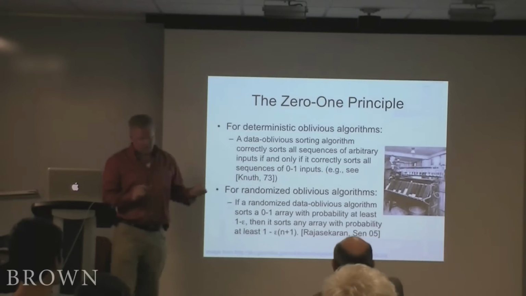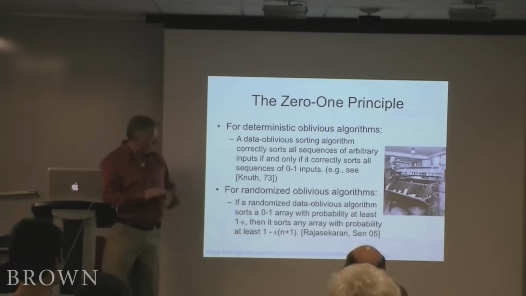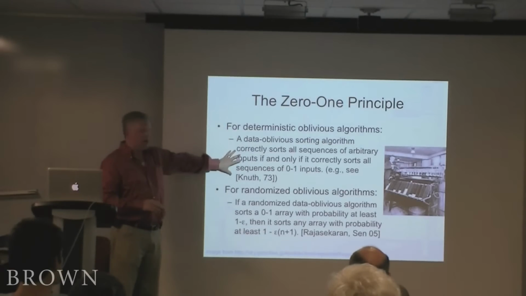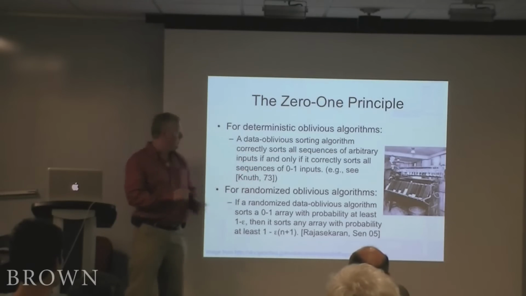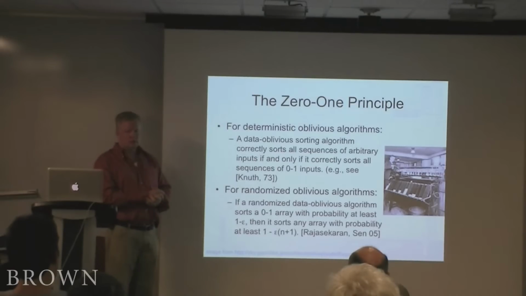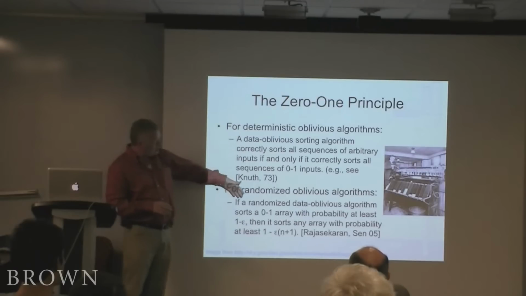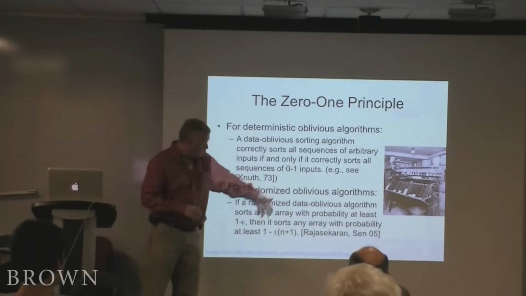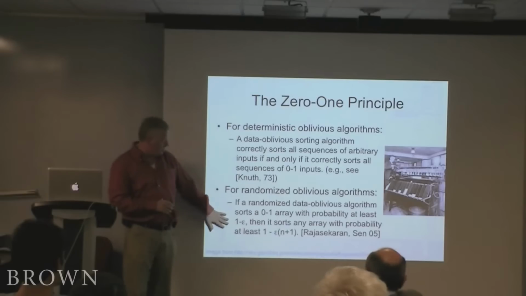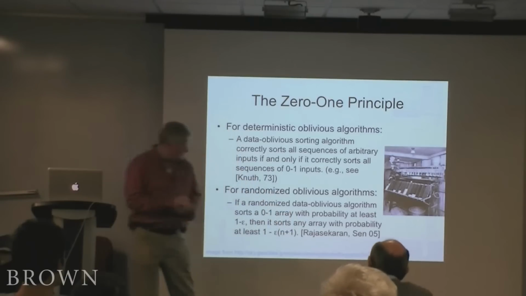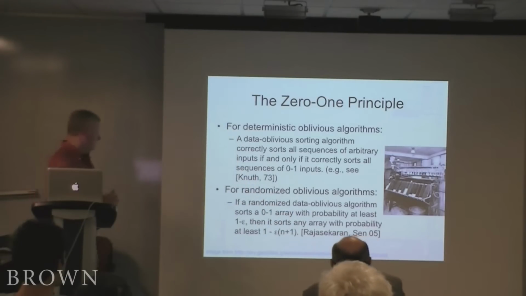So if you can show that your algorithm correctly sorts all sequences of 0s and 1s, and it's oblivious, again just using these compare exchanges, it'll sort any sequence correctly. And there's now a randomized version of that, due to Rajasekaran and Sen in 2005: if a randomized data oblivious algorithm sorts any 0-1 array with probability at least 1 minus epsilon, then it sorts any array with probability at least 1 minus epsilon times an n plus 1 factor.